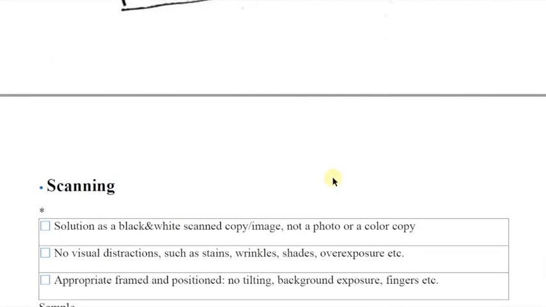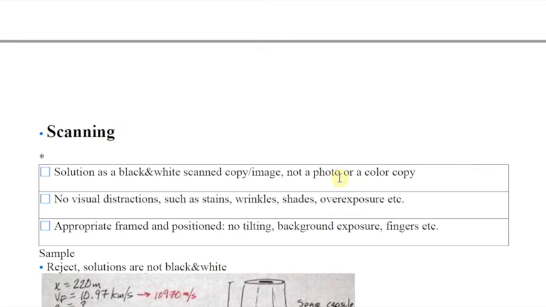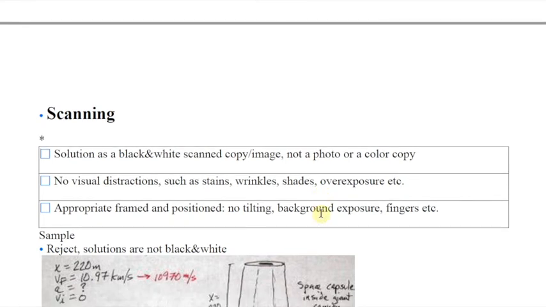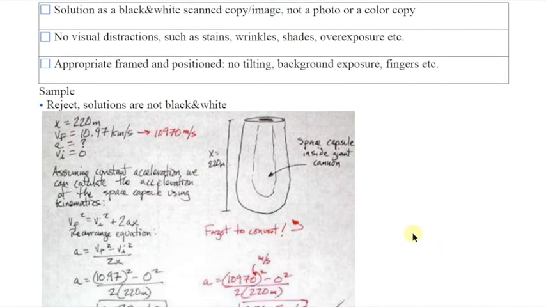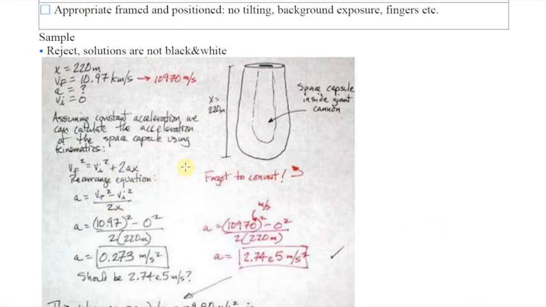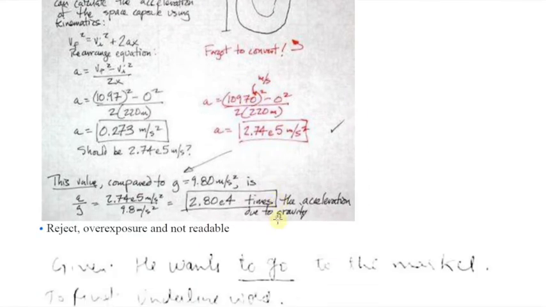Now the next category is scanning. As for the solution, we have to upload it in black and white mode and not as a photo or color copy mode. There should not be any stains, wrinkles, shades or overexposure of the backside page. Appropriate frame and position, no tilting, background exposure or fingers etc. For example, in this case the answer looks like a colored full image, so red color, it is not black and white mode, so we will reject this answer.